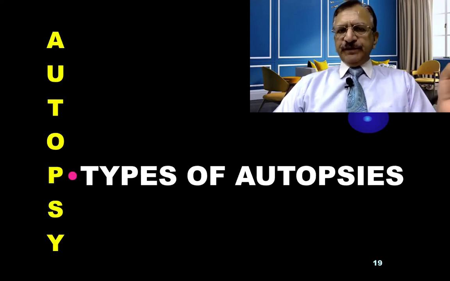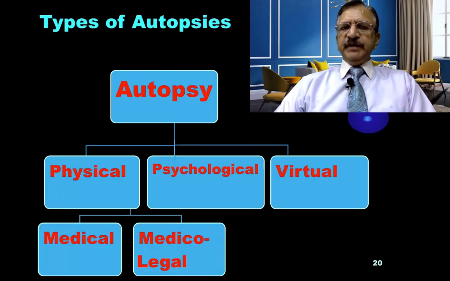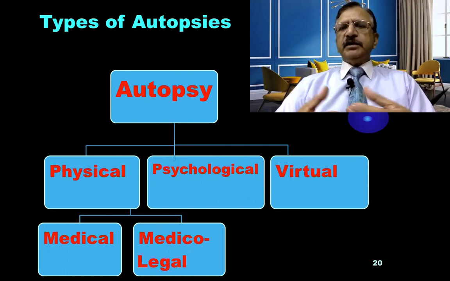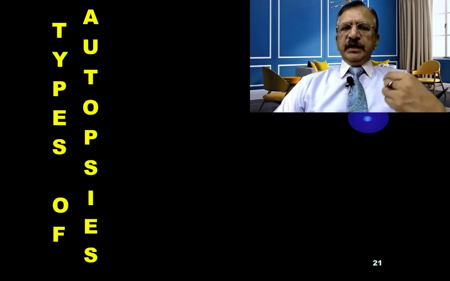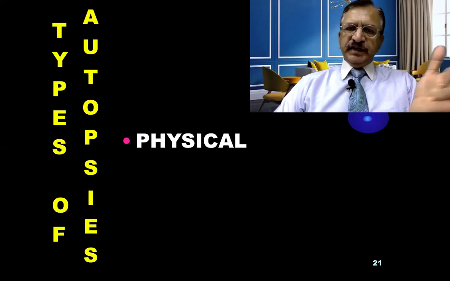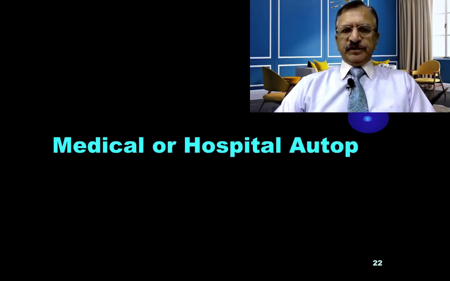Now, regarding the types of autopsies. The types of autopsies may be classified as such that it can be physical autopsy, which can be medical and medico-legal, psychological autopsy, and virtual autopsy. Then we can further elaborate regarding the physical autopsy. It can be medical autopsy, medico-legal autopsy, mini autopsy. These are types of physical autopsies.